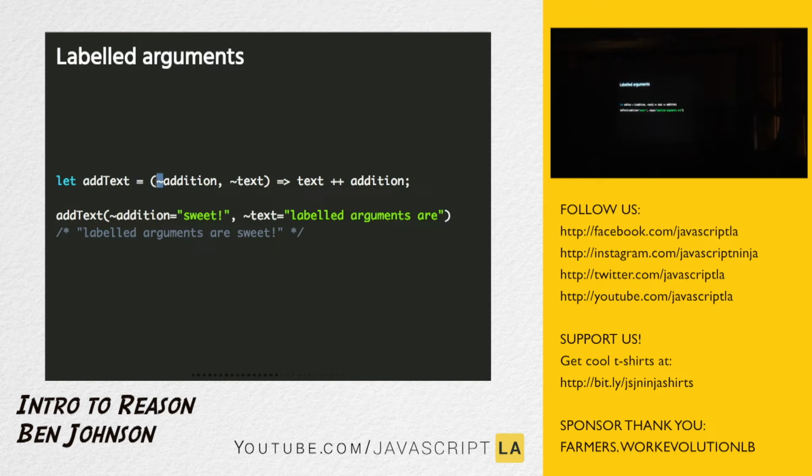And so that gives us a little bit of documentation maybe about our functions. A lot of this is up to you, the developer, to say, hey, I want to do a regular function or a labeled function. But it does give us the ability to say, like, we know exactly which one is being added to which one if we label them as text in addition.